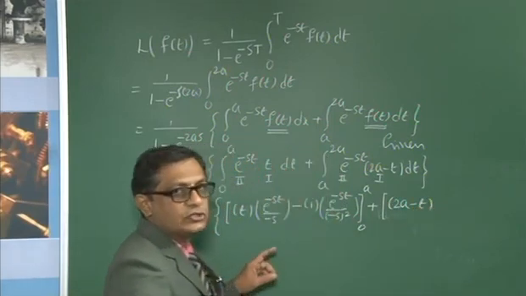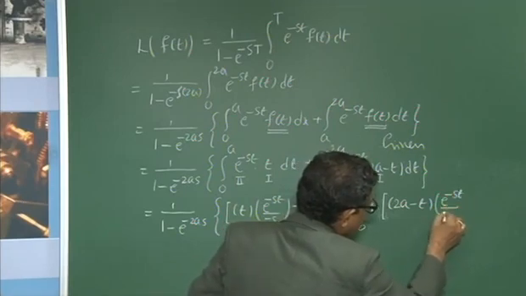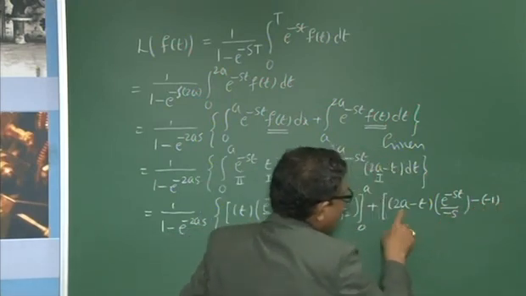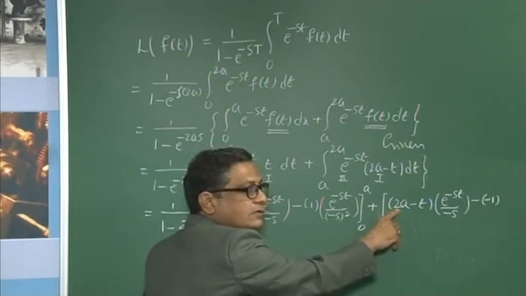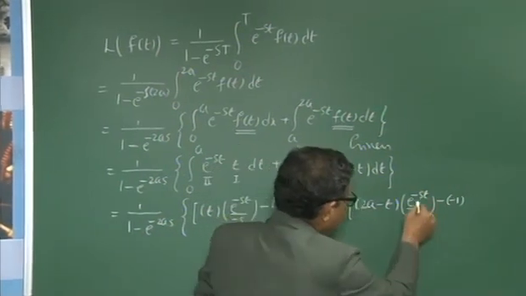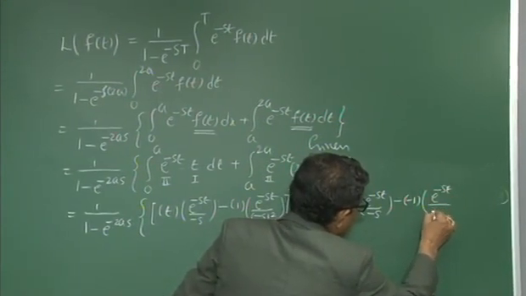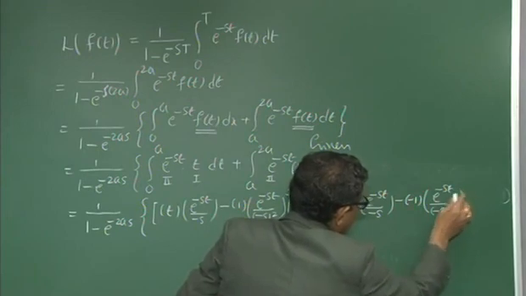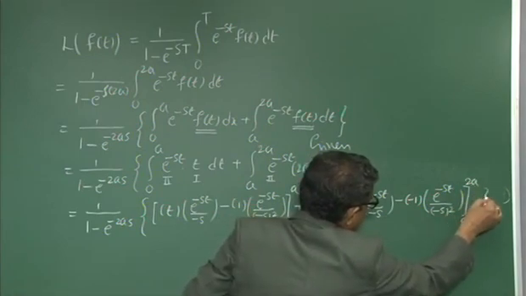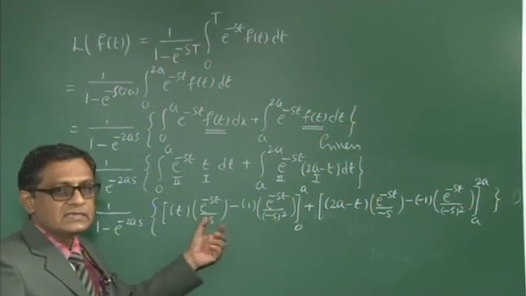First function as it is, 2a minus t, integration of the second function e raised to minus st by minus s, minus differentiation of the first function: 2 is constant, its differentiation is 0, minus t differentiation is 1, therefore it is minus t integration of the second function e raised to minus st by minus s whole square. Next differentiation is 0, stop here itself from a to 2a. Now substitute upper and lower limit and just simplify.